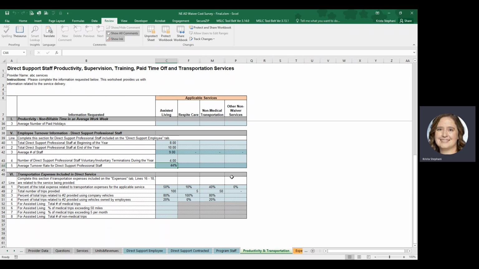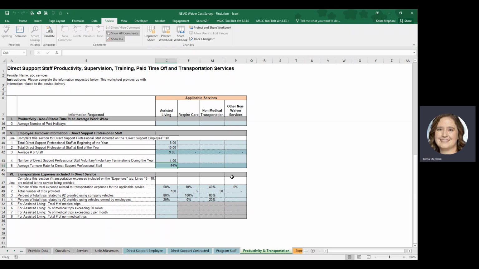We know that there's a lot that goes into training direct support professionals, as mentioned above, and there are other expenses incurred related to attracting, interviewing, retaining the direct support professionals, and having this information will help us to evaluate rates.